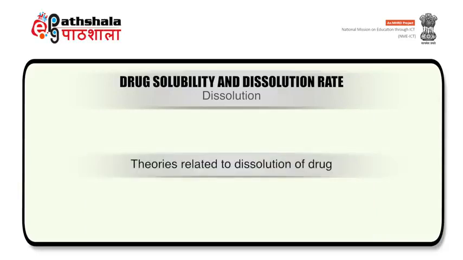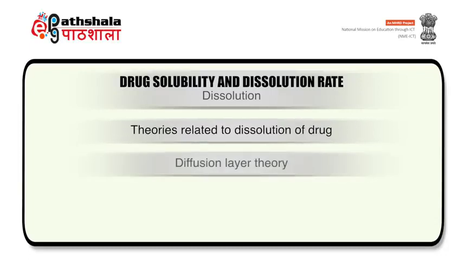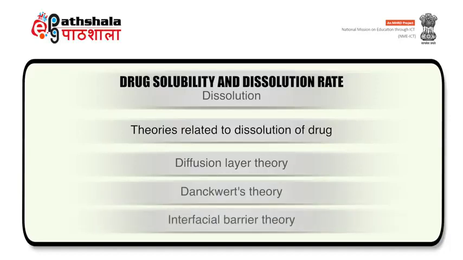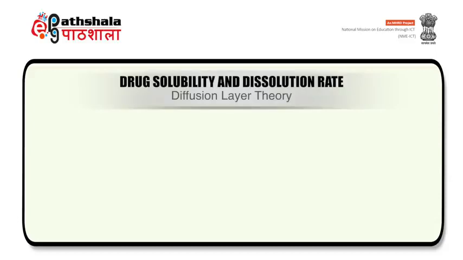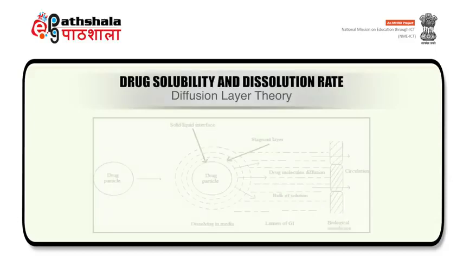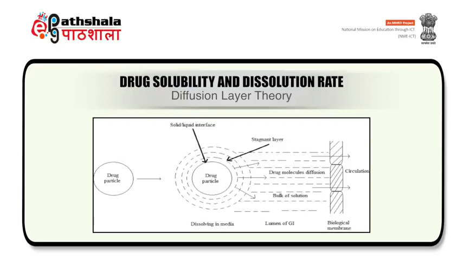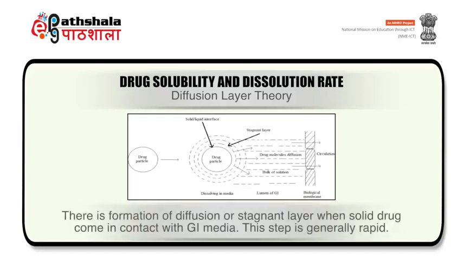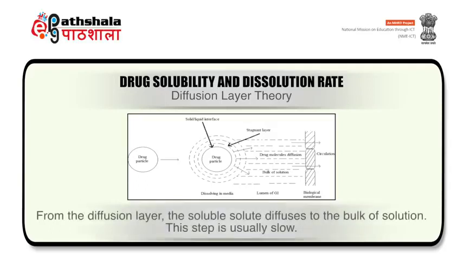There are various theories related to the dissolution of the drug, and the three important theories are the diffusion layer theory, the Danckwerts theory and the interfacial barrier theory. So let us understand in detail the diffusion layer theory. This theory consists of two steps as shown in figure 2. In the first step, there is formation of a diffusion or stagnant layer when the solid drug comes in contact with the GI medium. The diffusion layer forms at the solid-liquid interface. This step is generally rapid. The next step is that from the diffusion layer, the soluble solute diffuses to the bulk of the solution. This step is usually slow.